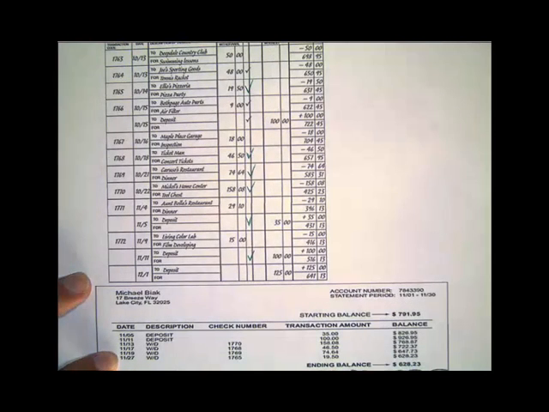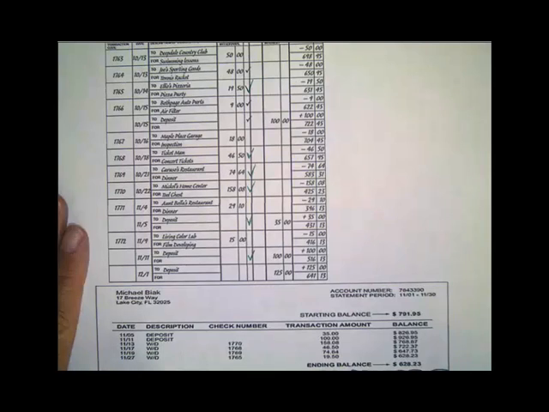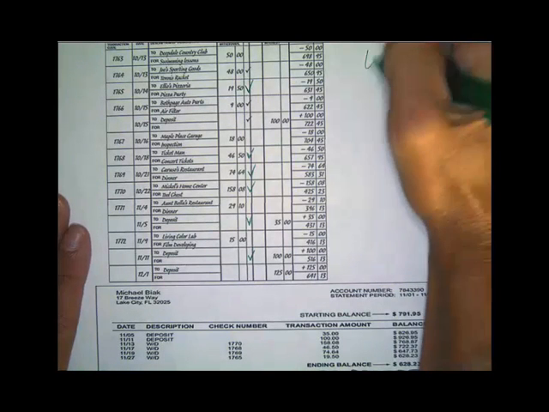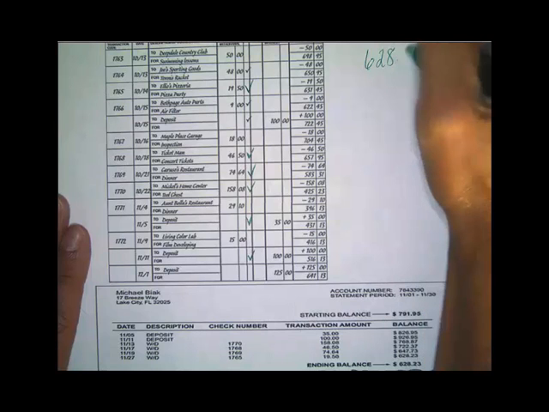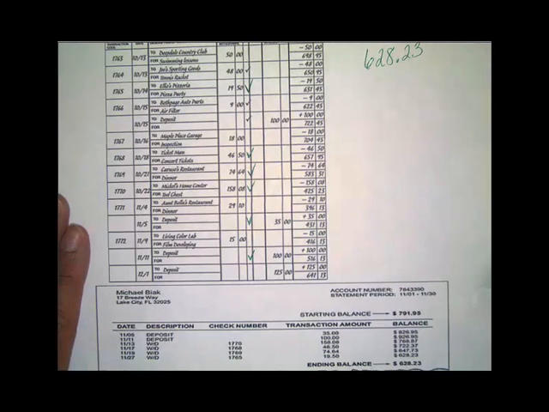So now we know there's some things that haven't been reconciled, and that's why this balance and this balance don't match. So we're going to take our starting balance. I'm sorry, not our starting balance. We're going to take what hasn't been reconciled, so our ending balance on the statement, 628.23. And the things that haven't been reconciled, we put them back in or take them back out, whichever one we have to do.